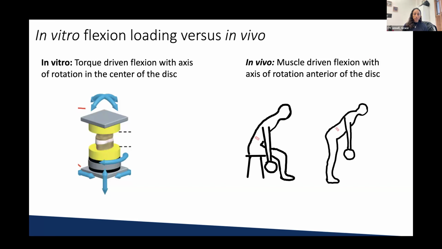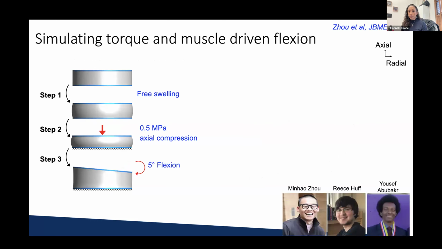In the laboratory, when we apply loading, we're very restricted, and most of the loading conditions are usually applied along the axis of the center of the disc, which doesn't necessarily represent how we load our spine naturally. In vivo loading is due to muscle-driven contraction. And so if you think about flexion, there are many different ways that you might apply flexion to the disc joint itself. There are differences in that length, how far anterior the muscle may be applying that force, that moment arm there. So to account for this, we did a range in our model, in our simulation.